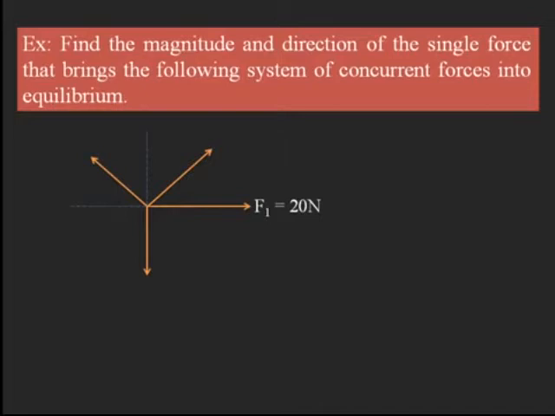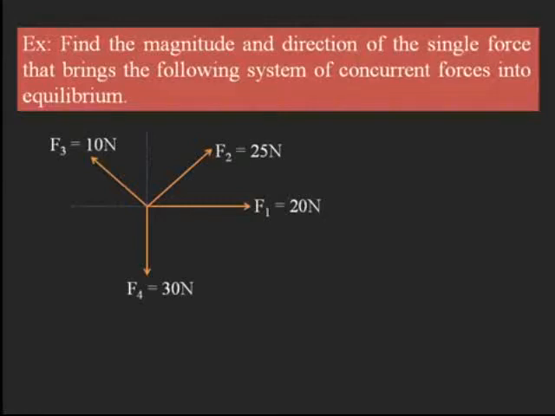F1 is acting in the horizontal direction, that is 20 newtons, and F2 is at an angle with respect to F1 or the X axis, with a value of 25 newtons. Next, F3 is 10 newtons and F4 is 30 newtons. So a total of four forces are acting from a single point. These are all concurrent forces. Concurrent forces means a number of forces acting at a single point.